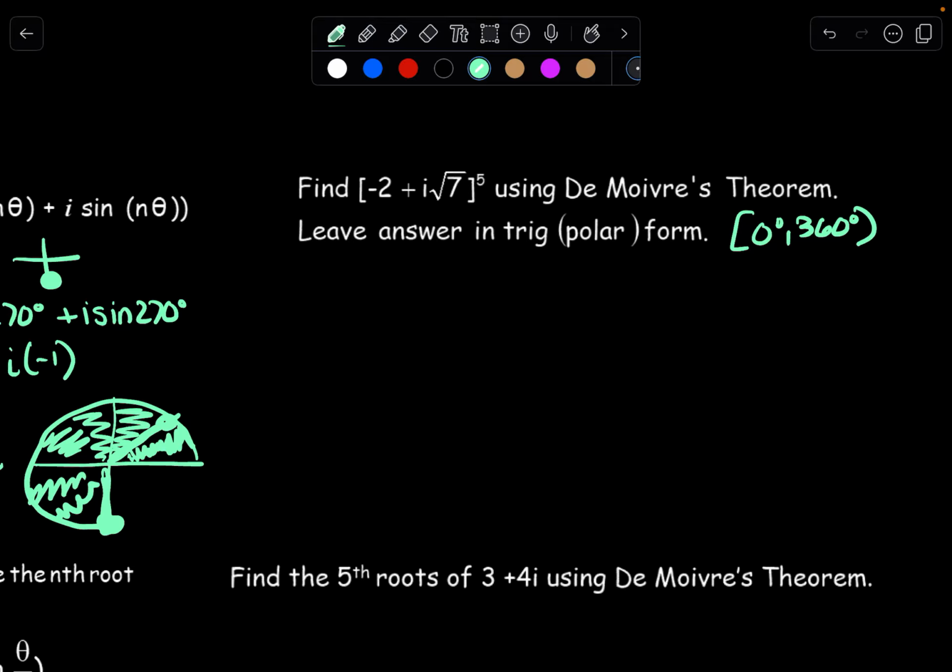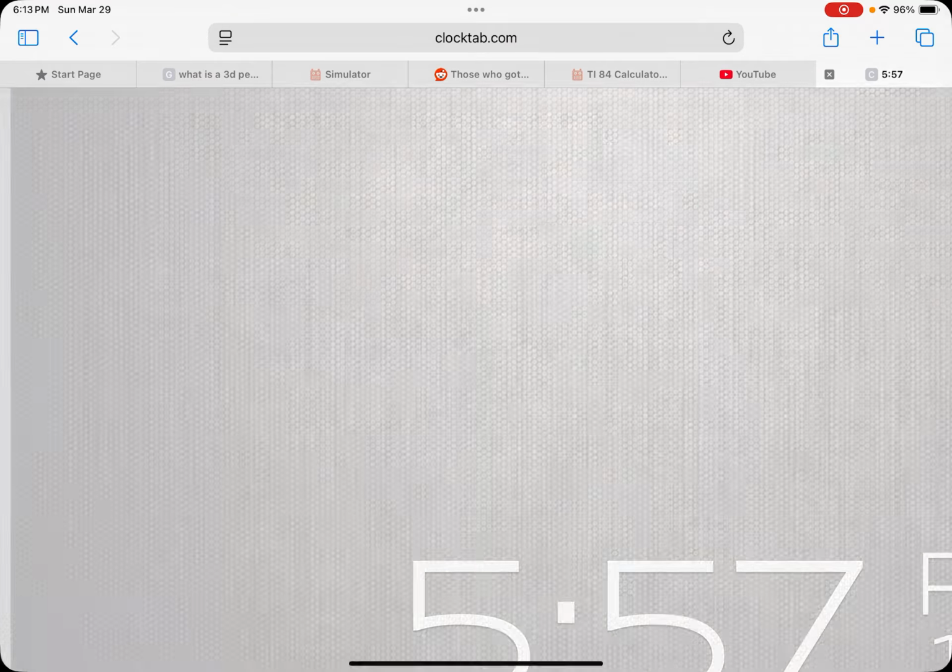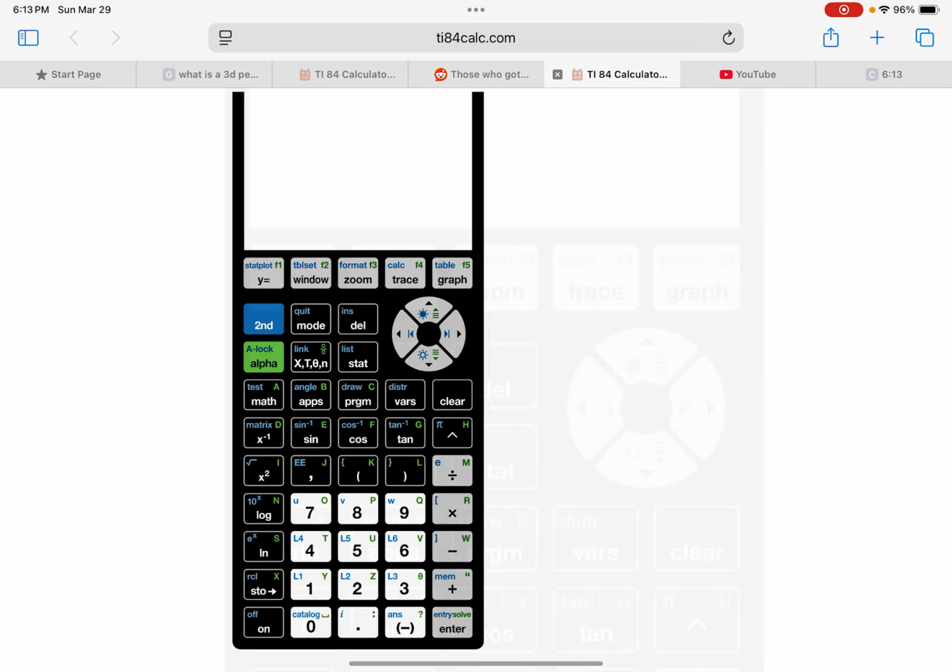Now this one will require a calculator. So I'm going to go ahead and quickly pull up the calculator. I think I have it saved. Yep.